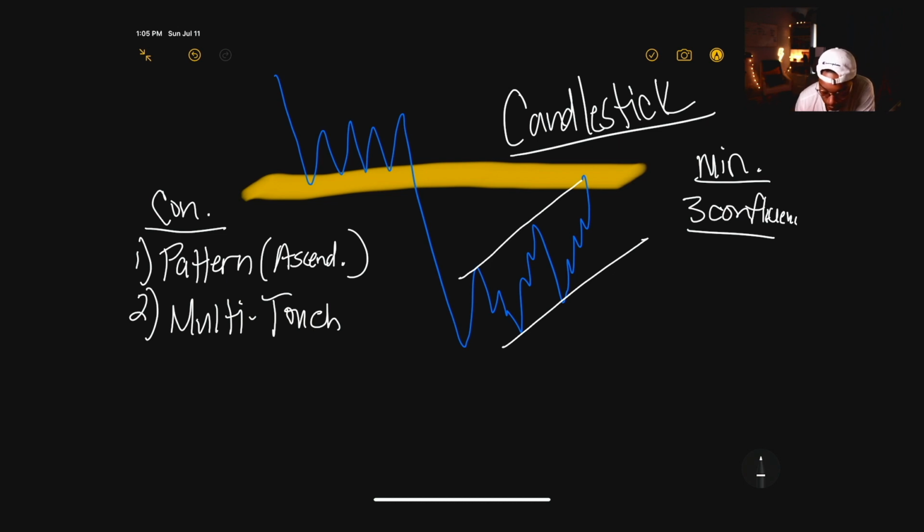Number 2 is multi-touch. What does that mean? Multi-touch means that we have 1, 2, 3 touches in this area. Okay, that's a multi-touch, right? Now, this is just 2 confirmations. All right. We can also go with the third one, right? This is why I love trading, because you can just stack confluences.